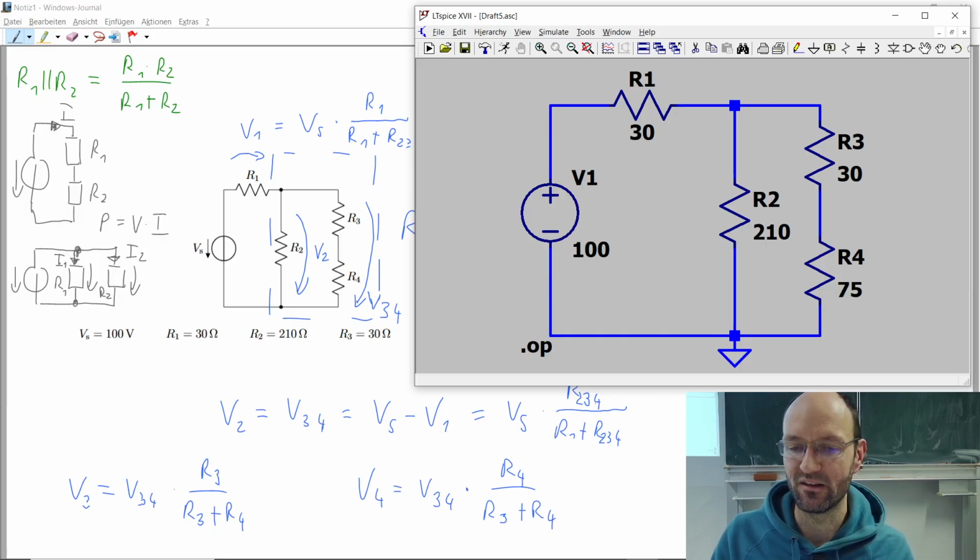Yeah, so this is a nice way of solving such problems in a circuit simulator like LTspice. And this LTspice, what I can tell you, will also be available in the e-assessment center of our university.